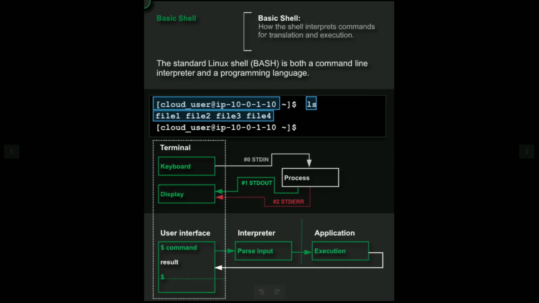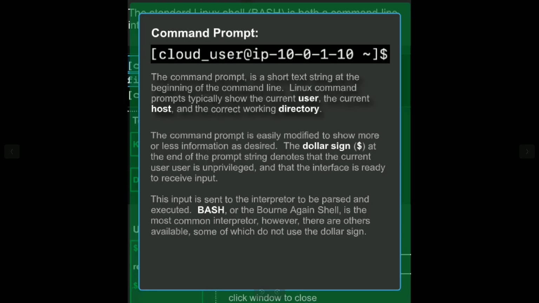Starting with this lesson, taking a look at the basic shell. As we've progressed through the course, you've heard me talk about and seen me use the command line some. So we have the basic shell and we're going to look at how the shell interprets commands for translation and execution. The standard Linux shell, bash, or the born-again shell, is both a command line interpreter and a programming language, and here we have a little snippet of the command line and some output. So let's take a look at this example and see what we have on our screen.